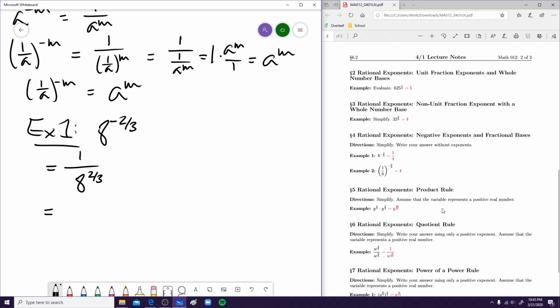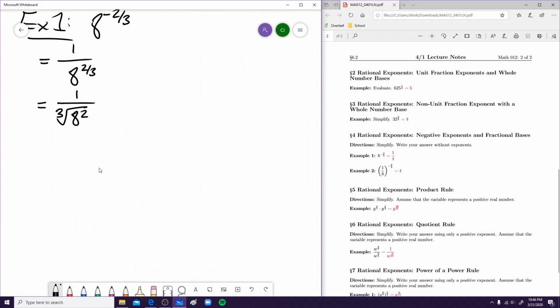Right. And now we're going to use the definition. So 1 over 8 to the 2/3, if I write it in the radical way, is 1 over the cube root of 8 squared. Now it is up to you what you'd rather do. You can decide if you want to take the cube root of 8 first, or you can take 8 squared. I'll show you both ways.